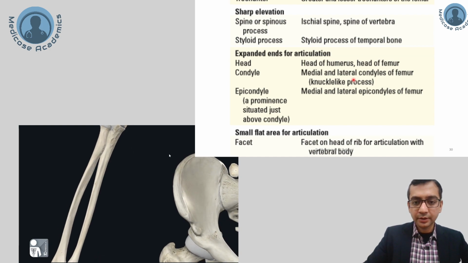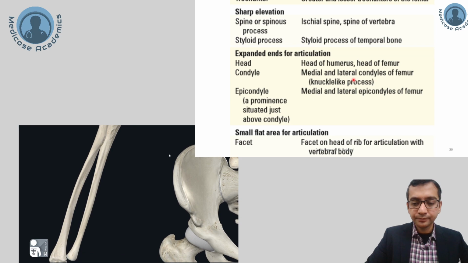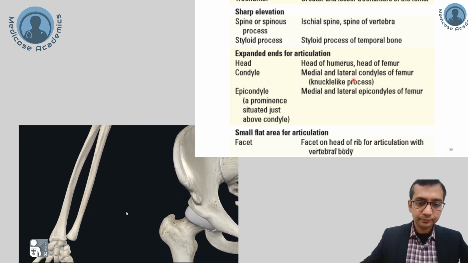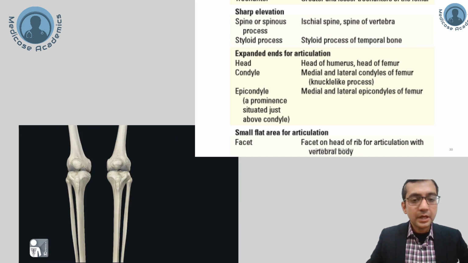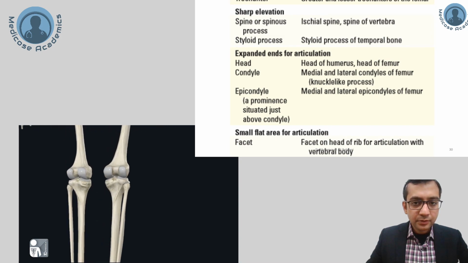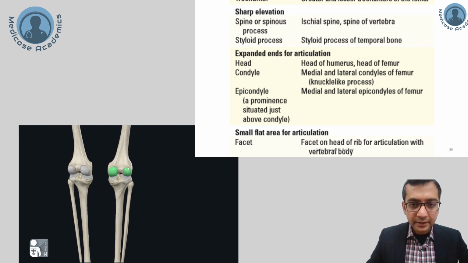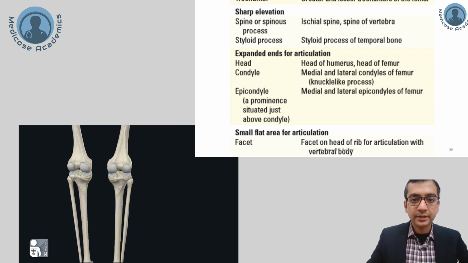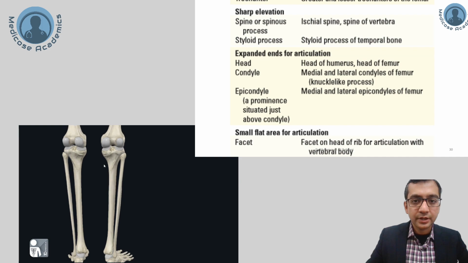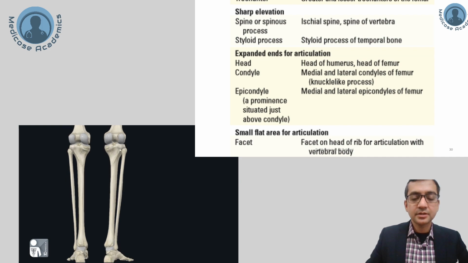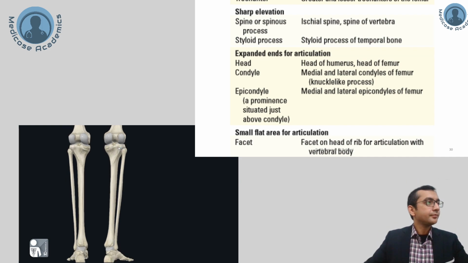When talking about tibia and fibula, humerus, give me a second. So these are the condyles. Like you can see at the lower end, there are two condyles. This whole area and this whole area. These are two raised areas of the tibia. This is tibial condyle. This is tibial condyle.